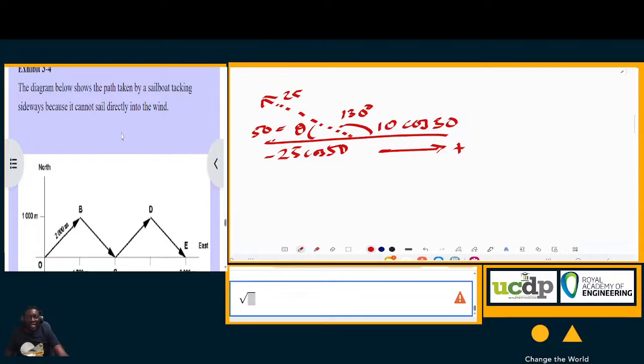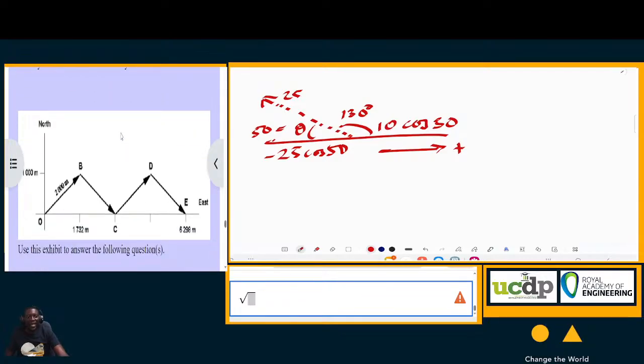So the question says the diagram below shows the path taken by a sailboat tacking sideways because it cannot sail directly into the wind. So remember, if we have a wind in a certain direction, you would need to maneuver against the wind so that you actually land in the direction in which you want. Otherwise, if you just go straight thinking you're going to point C, you end up deviated by the component of the wind that's going against you, and you miss point C.